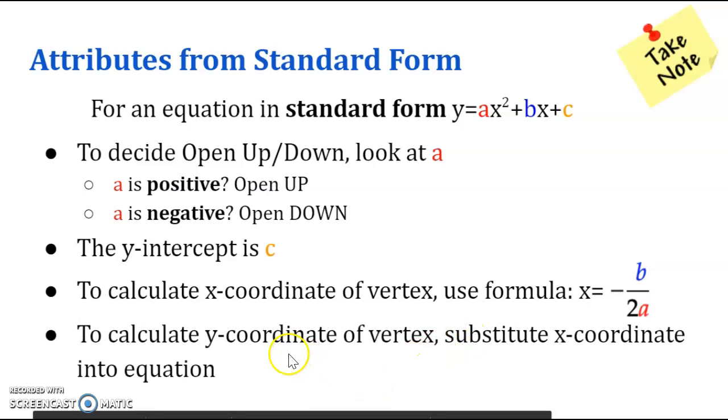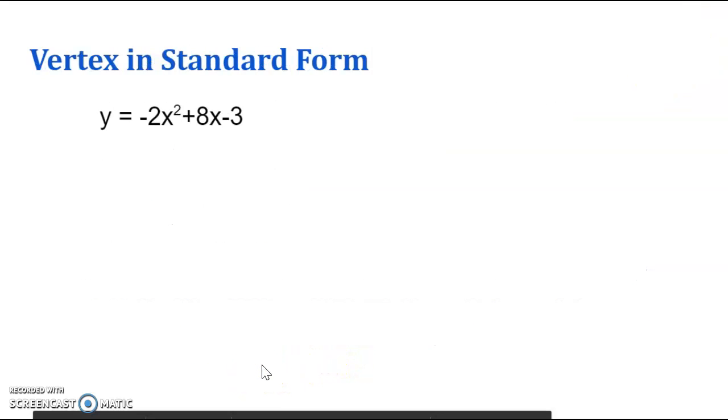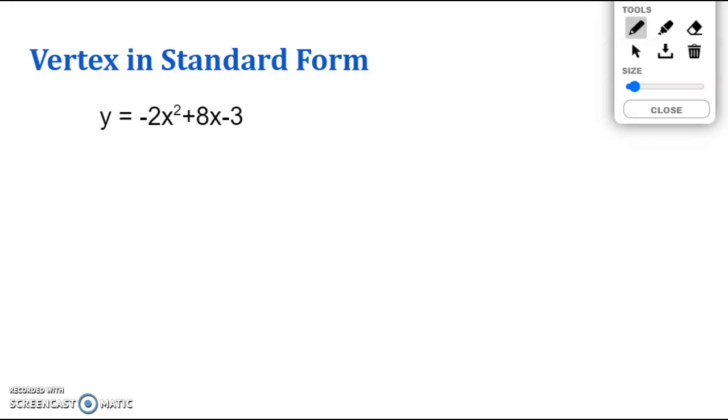And to calculate the y-coordinate of the vertex, substitute the x-coordinate into the equation. So let's go through that as an example here. You have y is equal to negative 2x squared plus 8x minus 3. We're looking for the vertex, and the vertex is always going to have the coordinate of some x value and some y value. So you need to find the x value first.